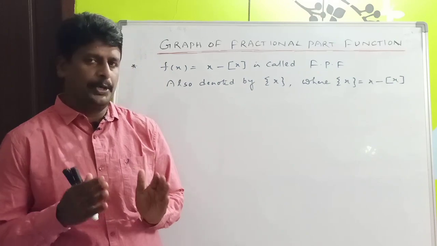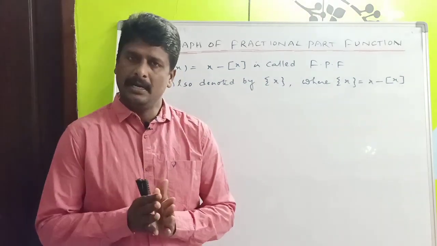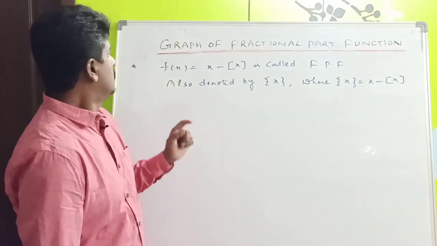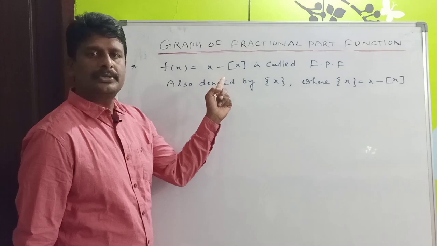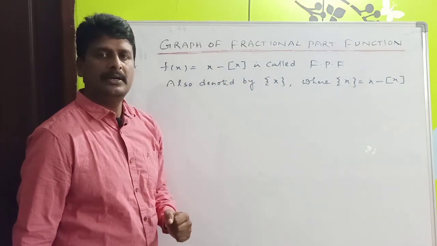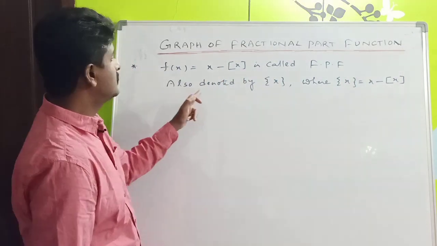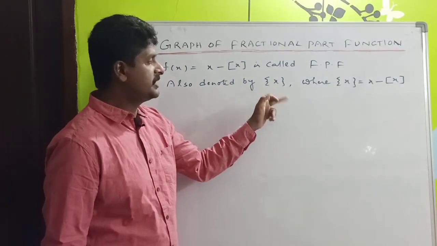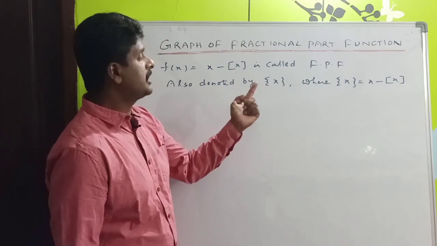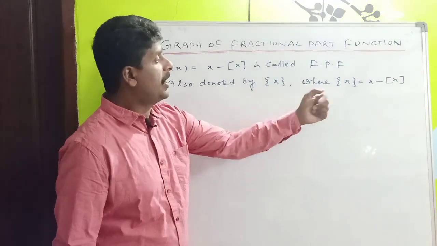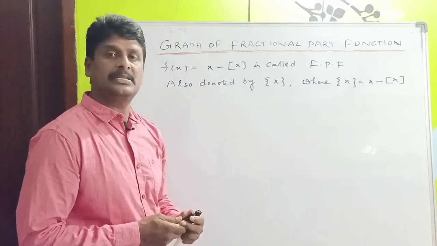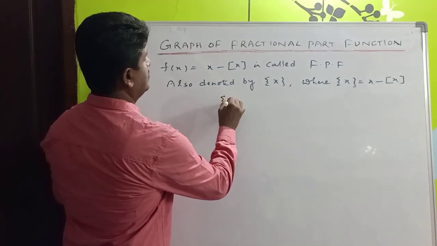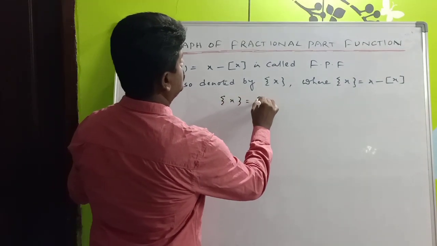Today I am going to discuss the fractional part function, its graph and its properties also. See, a function f(x) = x - [x] is called the fractional part function. It is also denoted by {x}. The {x} denotes the fractional part of x, where {x} = x - [x].